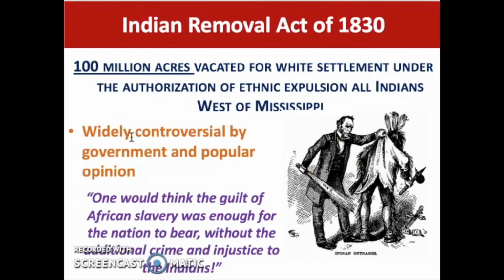And one would think, as it was quoted, one would think the guilt of African slavery was enough for the nation to bear. Remember, millions of slaves, still slaves in this country in the 1830s, without the additional crime and injustices to the Indians. So you have two different stories. You have growth of the nation, but at the same time, at what cost? And as historians, we have to be understanding of both. It's not black or white, completely good, completely bad.